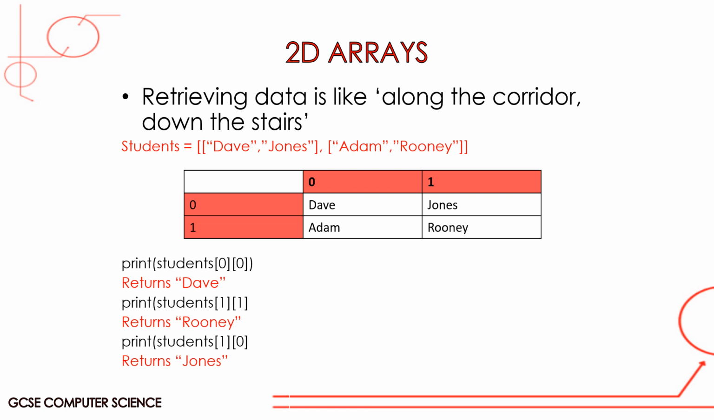A 2D array is slightly different, and this kind of depends on the programming language, but in the exam it will give you an example of which way to do it. Usually you would go along the corridor, down the stairs, but I know in some languages it is slightly different and does it the other way around. In the exam it will give you an example so you know which way round you need to go. In this particular case, if we go along the corridor, down the stairs, if you do students 1, 1, it goes along the corridor to the 1 column and down to the 1 row, and it gets Rooney.